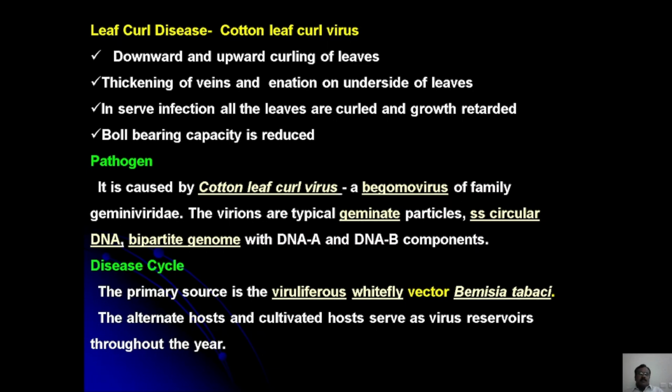The pathogen, cotton leaf curl virus, comes under the genus Begomovirus of the family Geminiviridae. The virions are typical geminate particles with a single-stranded circular DNA bipartite genome with DNA A and DNA B components. The primary source is the viruliferous insect vector, whitefly, Bemisia tabaci, and alternate and cultivated hosts may also serve as virus reservoirs throughout the year.